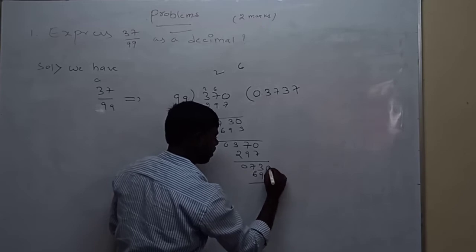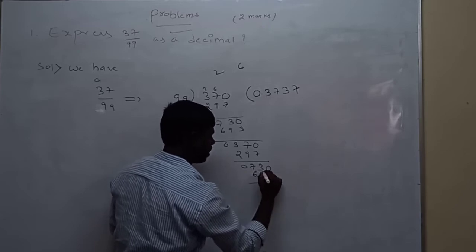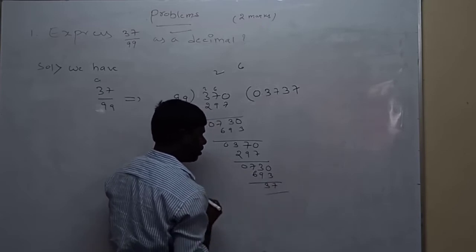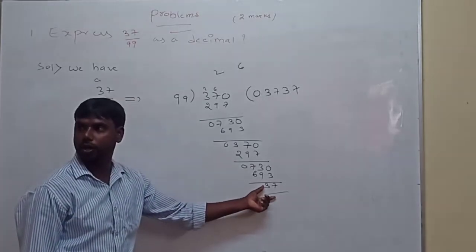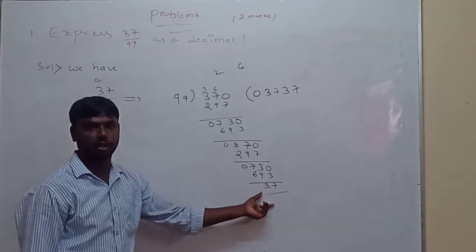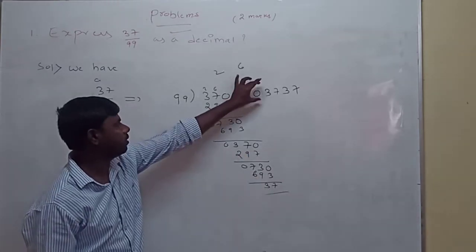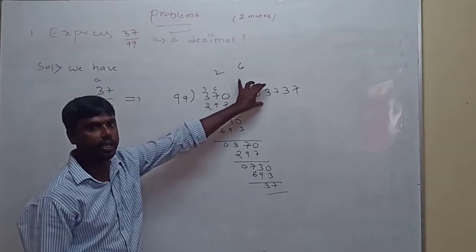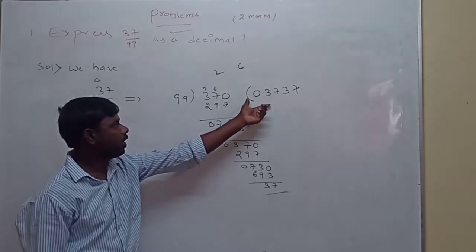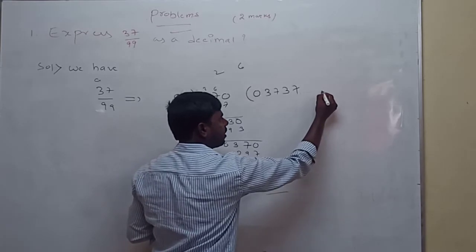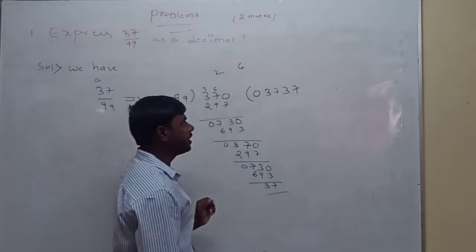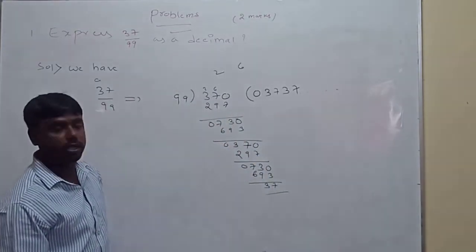So it should come 10 minus 3 equal to 7, 4 minus 9, 3. So finally the remainder is not getting the 0. The final answer is 37. So this number is called a non-terminating decimal. Why are we saying non-terminating decimal? It means this number is a repetition many times. So it is called a non-terminating decimal.